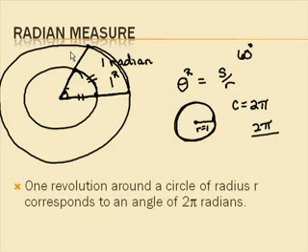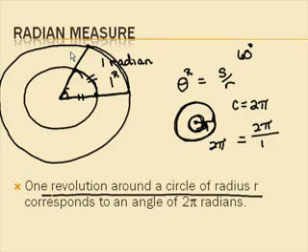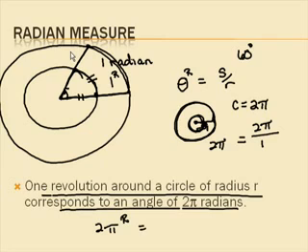If I divide 2 pi by our radius of 1, then I get the angle measure in radians. So 2 pi is 1 complete rotation around the circle, so it's equivalent to 360 degrees. So 1 revolution around a circle of radius r corresponds to an angle of 2 pi radians. So 2 pi radians is equivalent to 360 degrees.